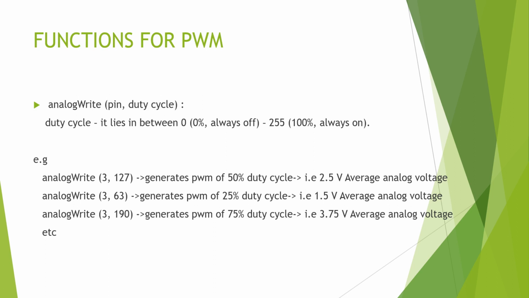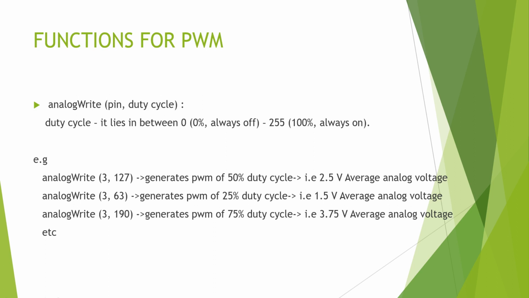The duty cycle lies between 0 and 255. If you supply 255, it means always on. If you supply 0, it means you are producing 0 voltage. If you supply a value between these two numbers, you will get a different analog voltage. For example, suppose I write analogWrite 125. What happens on PWM pin number 3? It generates PWM of near about 50% duty cycle, that is 2.5 volt average analog voltage.